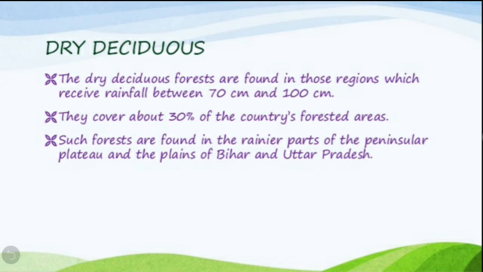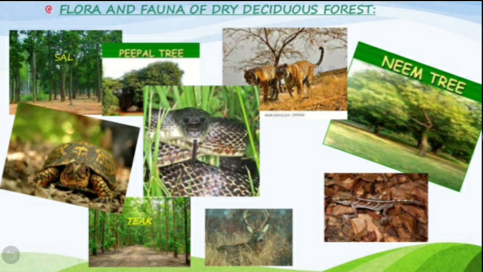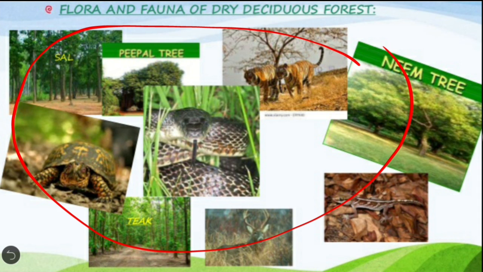Then comes the dry deciduous. The dry deciduous forests are found where the rainfall is 70 centimeter to 100 centimeter, and they cover almost 30% of the country's forested areas. They are found in the rainier parts of the peninsular plateau and the plains of Bihar and Uttar Pradesh. And the flora and fauna, that is the plant life and the animal life which are found in this dry deciduous forest, are these. You can go through it, like sal, peepal, neem, teak, etc.